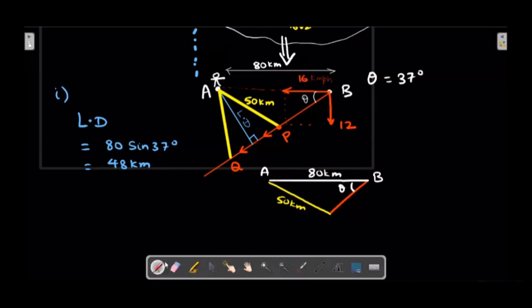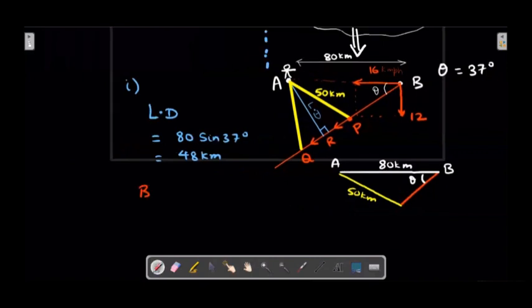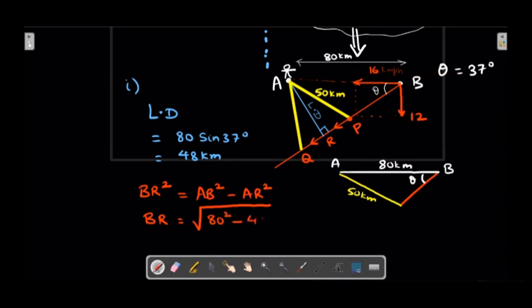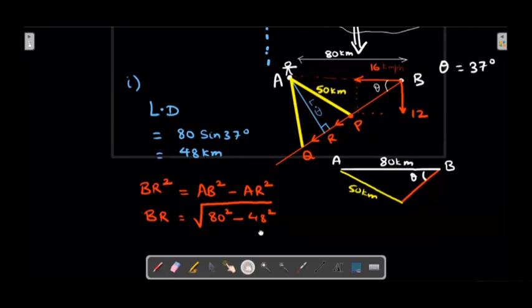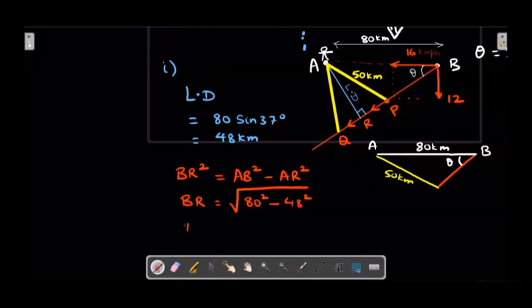let me mark this position, easier for me. This is R. BR square, can you see in that original triangle, should be AB square minus AR square. So the value of BR would be square root of AB, which is 80 kilometer square, minus 48 kilometer square. So you can find the value of BR. Once BR is known, we can also note PR value is equal to root of 50 kilometer square minus 48 kilometer square.